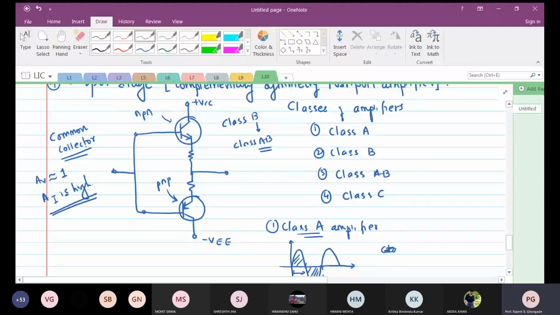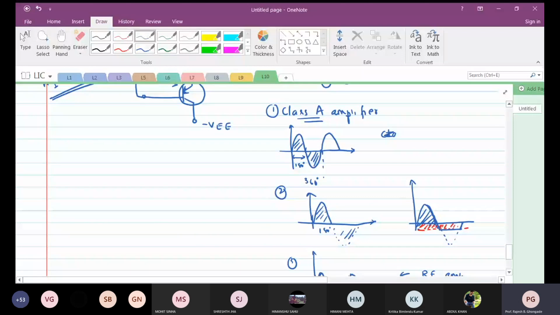This is the specialty of common collector, isn't it? And since we are using these two transistors which are complementary, that is, one is NPN, other is PNP, we call it complementary. We have a symmetry, so these values of REs will be same. So it is a symmetry because we want to amplify both the half cycles.